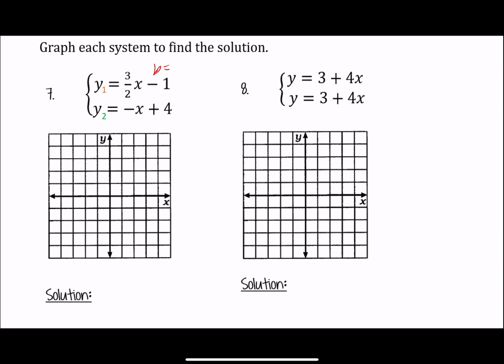Remember that the y-intercept of our first line is -1, which means I'm going to start at 0, -1, our y-intercept. Our slope is 3/2. Since it's positive, we're going to go up, and we always go to the right. Which means you're going to go up 3, to the right 2, all right? And now that you've got 2 points, you're going to draw your line.